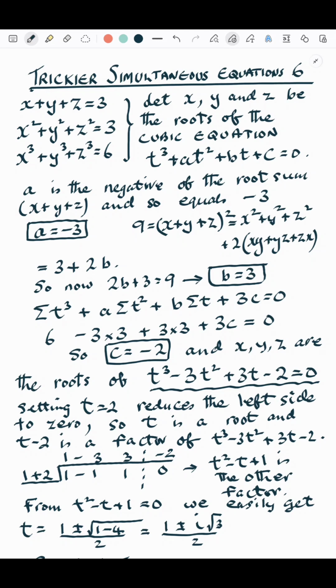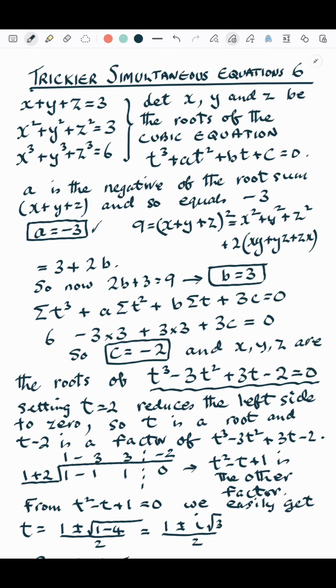So I'm going to let x, y, and z be the roots of the cubic equation t cubed plus at squared plus bt plus c equals 0. Now, a is the negative of the root sum, being x plus y plus z, and so is equal to minus 3. So I've recorded that here as a being equal to minus 3 in that box.